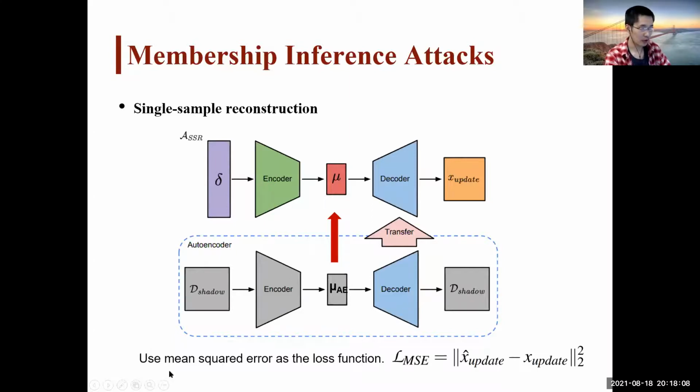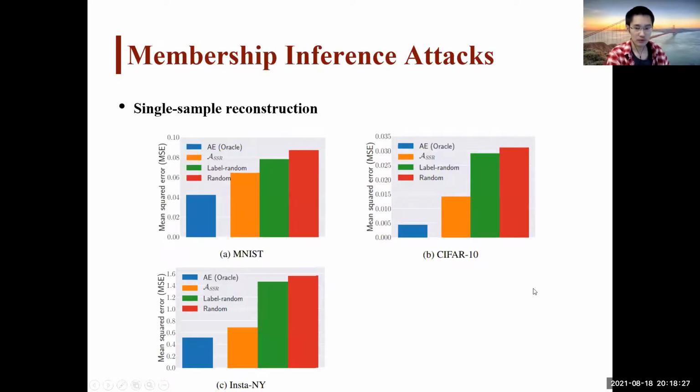In these attack models, the authors announced that they use the mean square error as the loss function. That is calculated between the generated output data and the original data, just the original definition. And also they do some evaluation experiments on these three datasets.